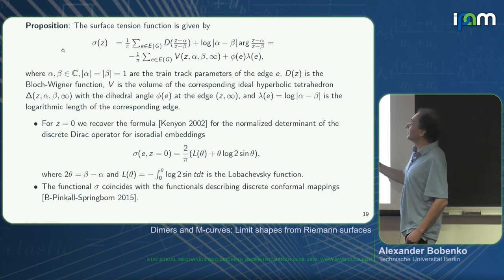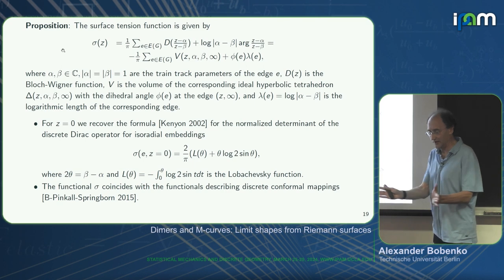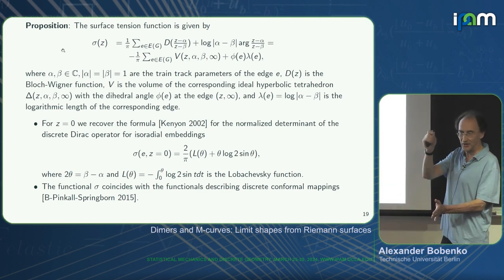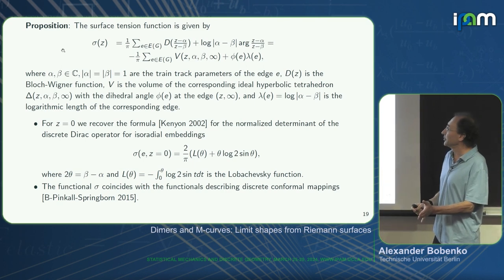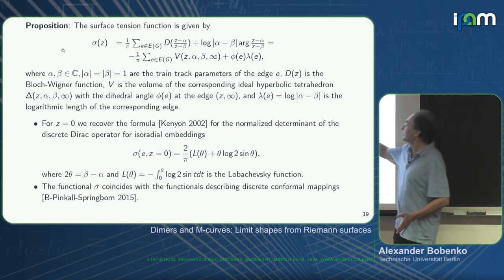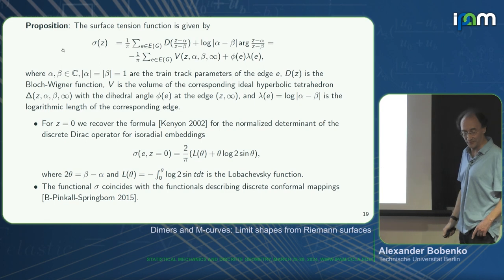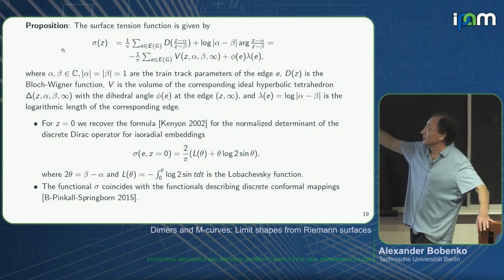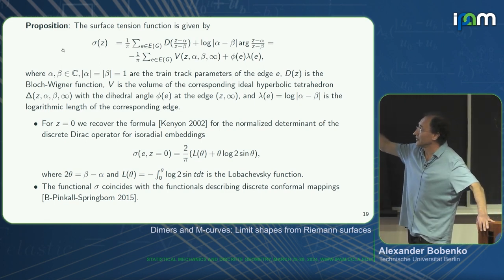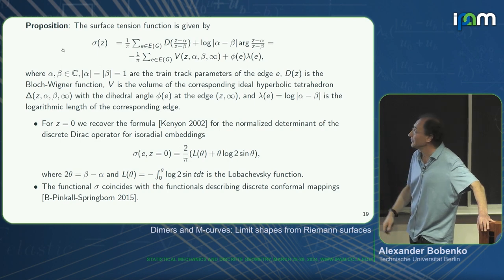So this phi is the dihedral angle at the corresponding edge of your hyperbolic tetrahedron, and lambda is the logarithmic length, which is written here. Again, it also depends on the point on the Riemann surface, on the point Z.